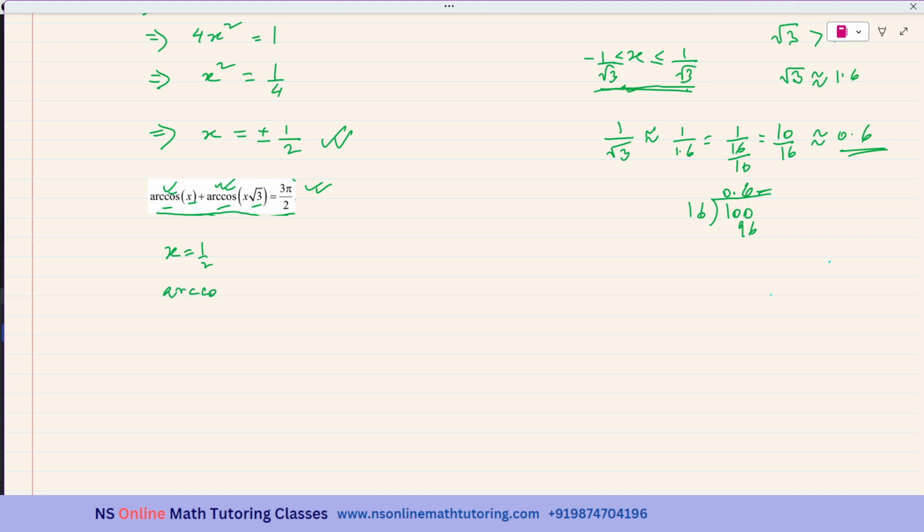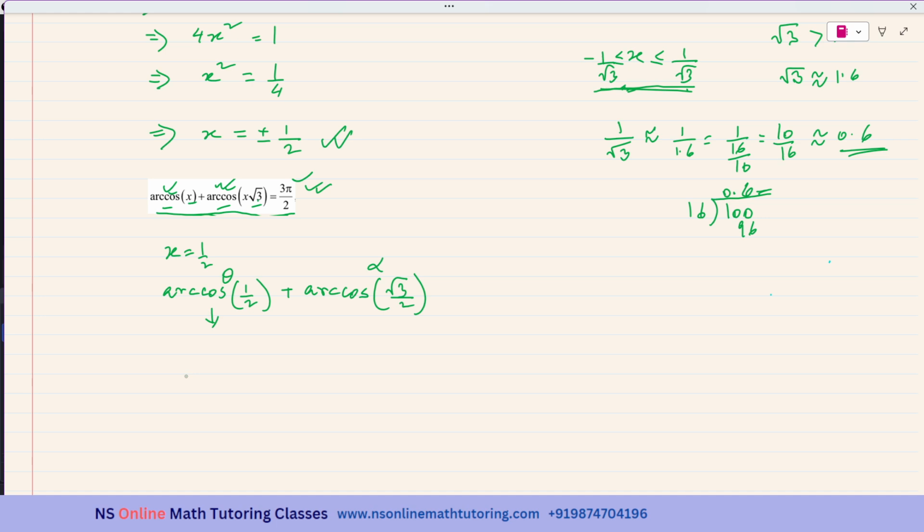So arc cos of half plus arc cos of root 3 times half, which is root 3 over 2. Let us see whether we get the summation of these two terms equal to 3 pi over 2 or not. We had taken this part as theta and this part as alpha. These two are the two angles.